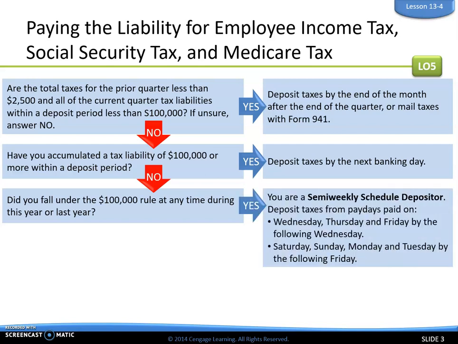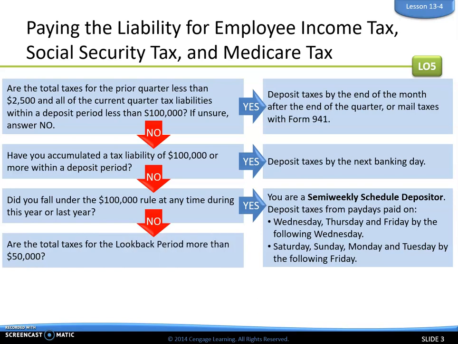If we were to say yes, we would be a semi-weekly scheduled depositor. So that means that we would need to deposit taxes from paydays paid on Wednesday, Thursday, and Friday by the following Wednesday. If paydays are on Saturday, Sunday, Monday, and Tuesday, we would pay on the following Friday.